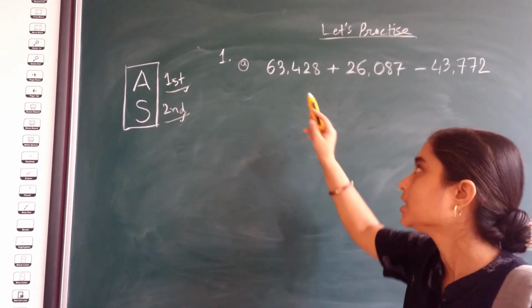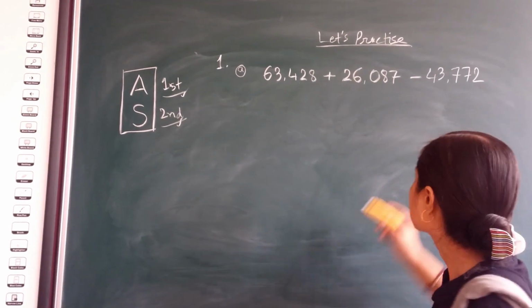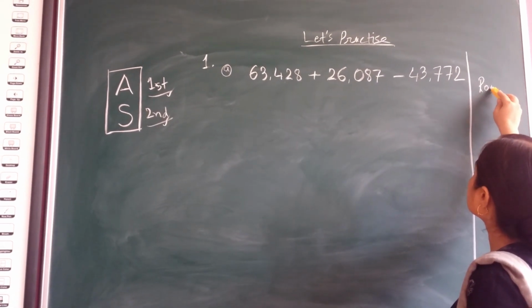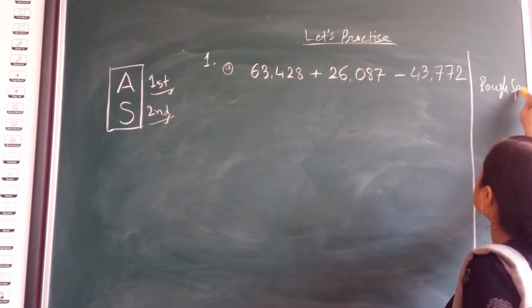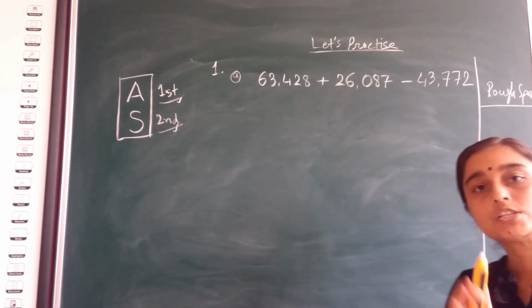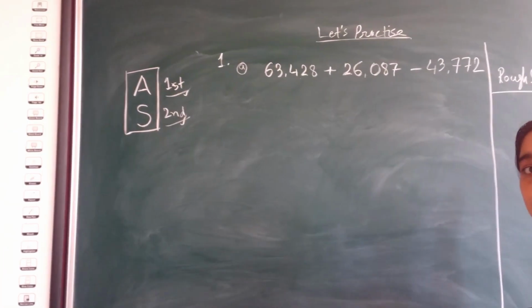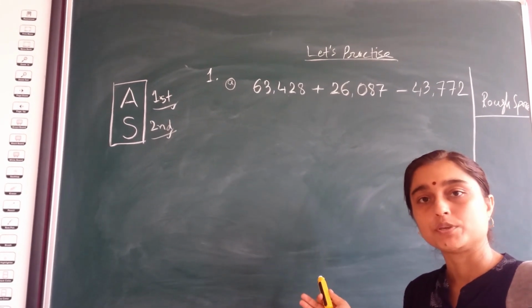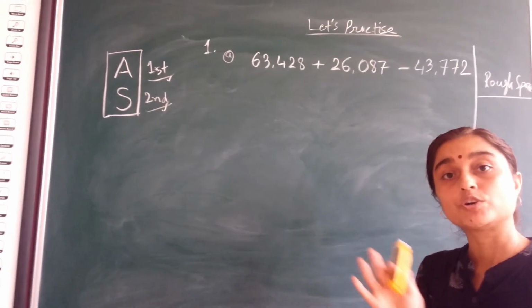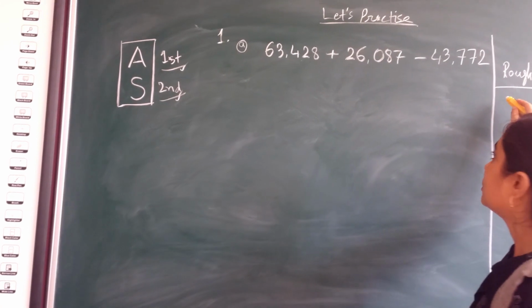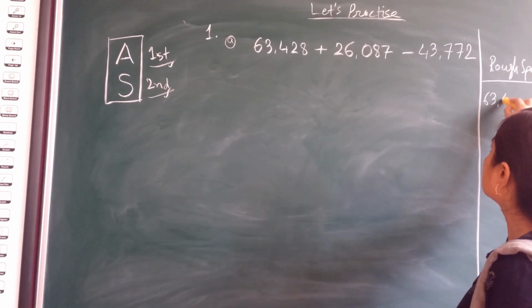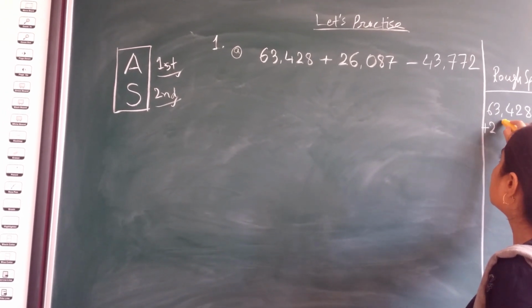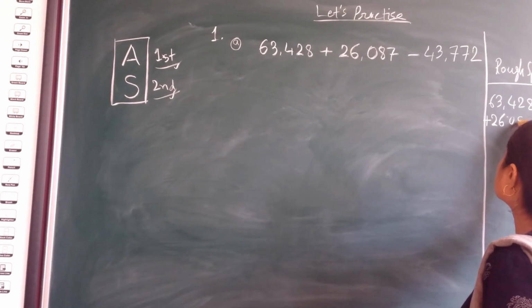तो पहले addition करते हैं. पहले इन दोनों numbers को add करेंगे. आप साइड में अपना रफ स्पेस बनाओ. This is your rough space. Always do the rough work on your right hand side in the same page. Okay, don't do on the back side of your copy. You will do here and I will check that what you have done. Understood now? So now you add 63,428 plus 26,087.